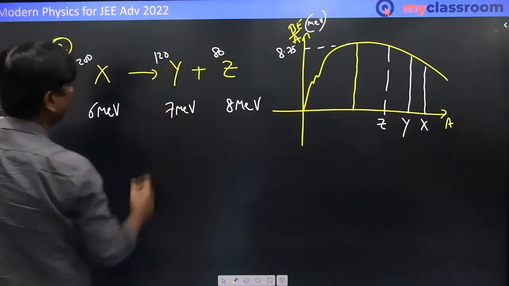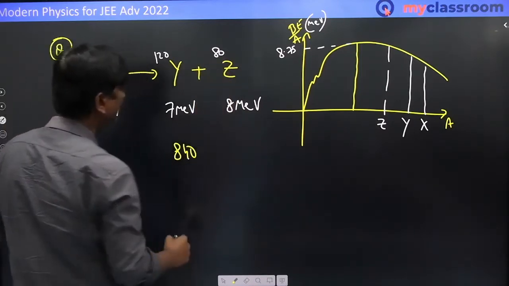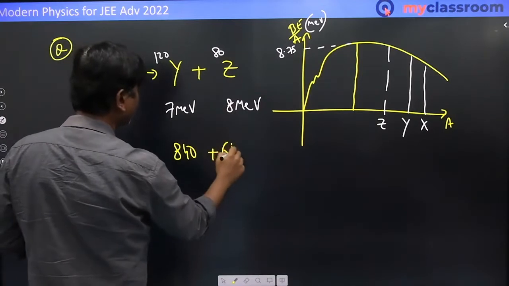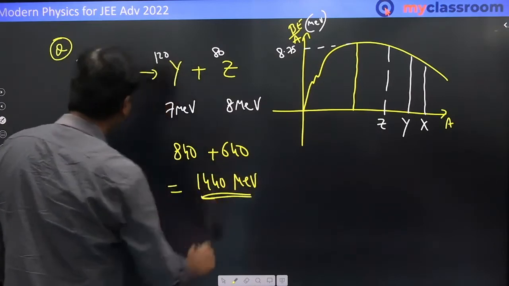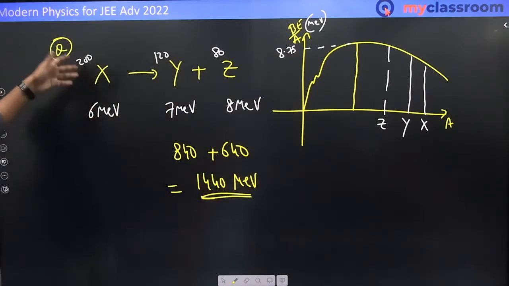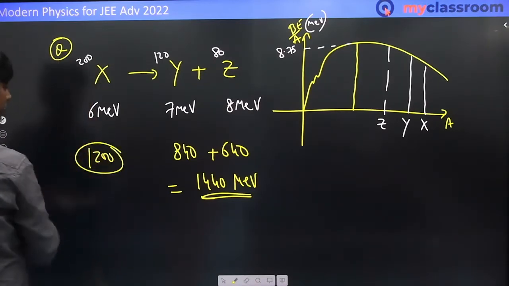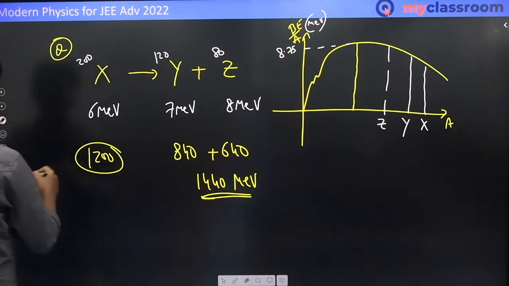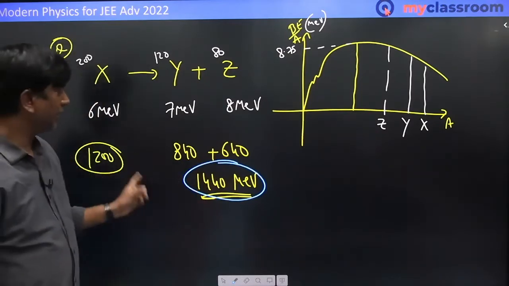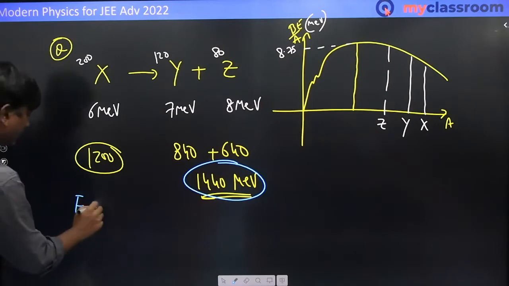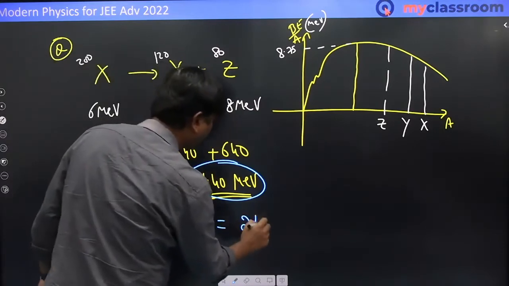So total is how much? How many nucleons? 120. So total 840. And here total how much? 640. Correct. So total you will get 1440 million electron volts. Let us see here. Per nucleon 6, total how much? 200. So total will be 1200 only. So which is greater? Definitely RHS is greater than LHS, 1440. So energy released will be 1440 minus 1200, which is equal to 240 million electron volts.